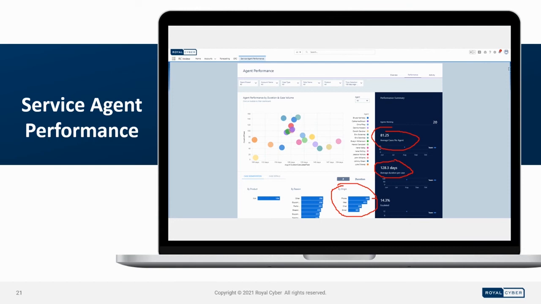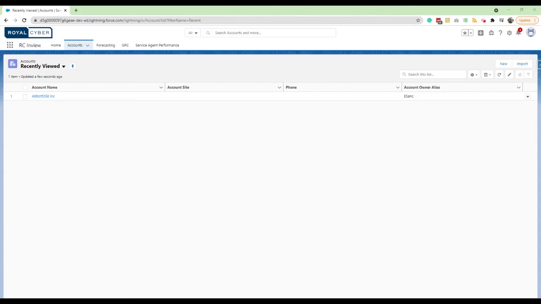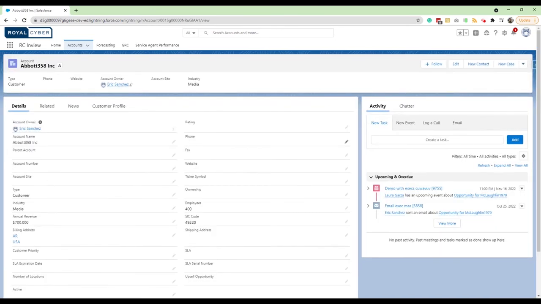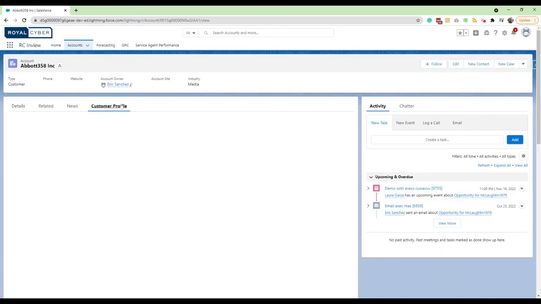Let's now move to the application instance and just have a quick look around how it is. Okay, so I've logged into my Salesforce instance where we've got Royal Cyber InView installed. So let's go to accounts. Let's open this account. Now, if you see here, we've got a customer profile.